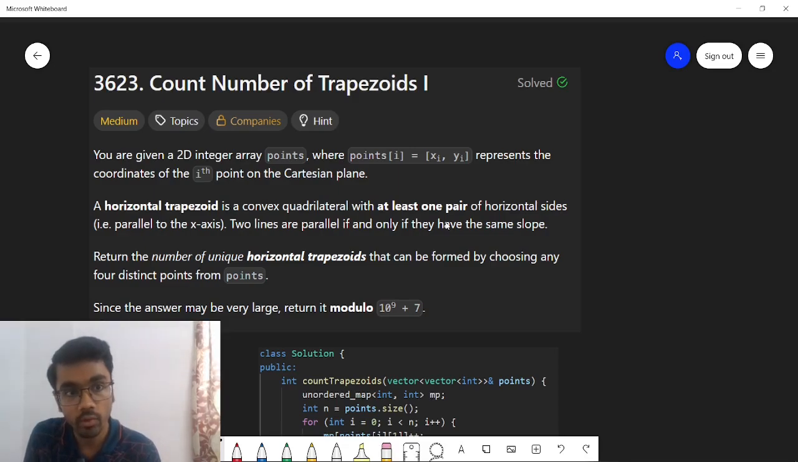So hello everyone, in this video we will be solving another LeetCode problem, and the problem name is Count Number of Trapezoids Part 1. So you are given a 2D integer array points where points[i] is xi, yi, representing the coordinates of the ith point on the Cartesian plane.